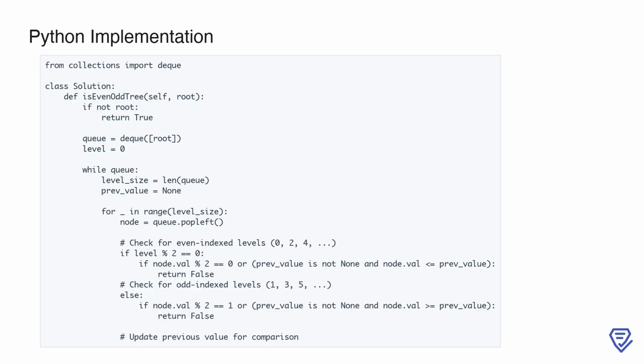At each level, we record the number of nodes currently in the queue as level_size and initialize a variable prev_value to None. This prev_value will help keep track of the value of the previously processed node within the current level. Next, we enter a for loop that iterates through all the nodes in the current level. For even-indexed levels, like level 0, 2, 4, and so on, we check two conditions: the node value must be odd, and it must strictly increase compared to the previous node in this level. If either condition fails, we return false immediately.